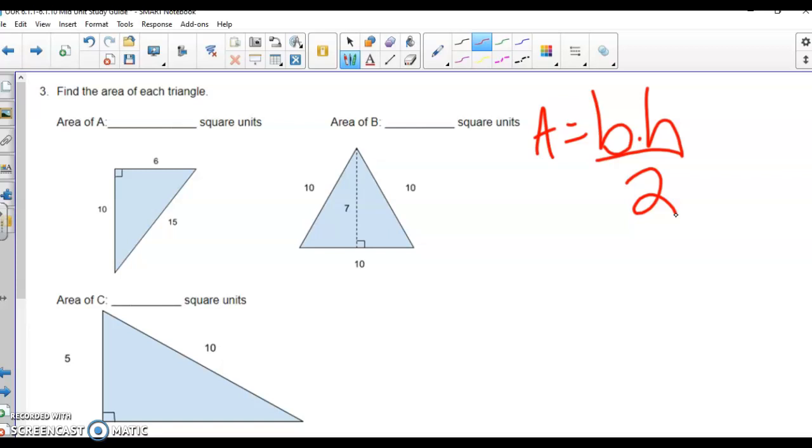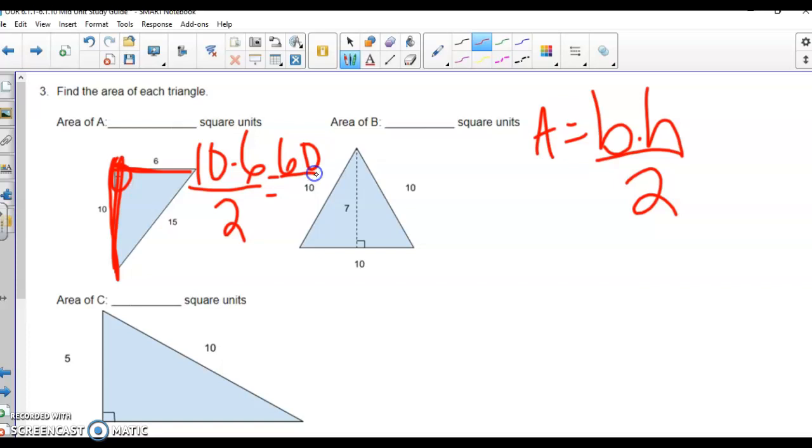Okay, hopefully you found the bases and the heights for each one. So for part A, there is your base of 6 and your height of 10. Now if it's a right triangle, which it is, you could use either one. You could say 10 is your base and 6 is your height. So let's go ahead and multiply. 10 times 6, and then we're going to divide by 2. 10 times 6 is 60, and 60 divided by 2 is 30. So 30 square units for A.